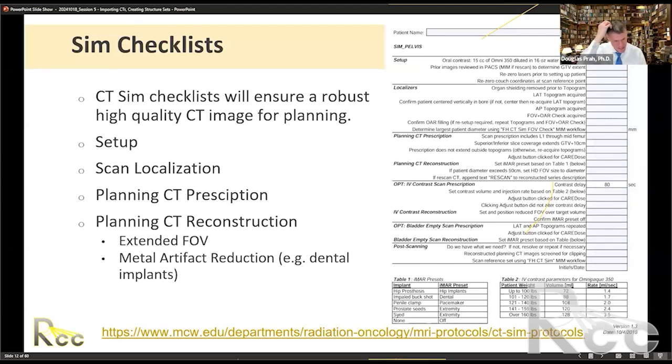So I included this slide here, and I've also included a reference on my department website. We actually publish our CT sim protocols.